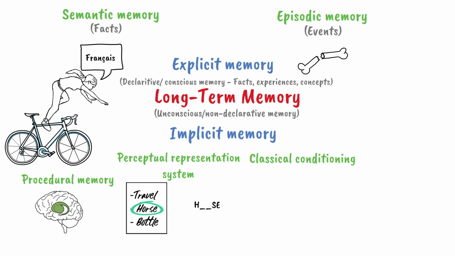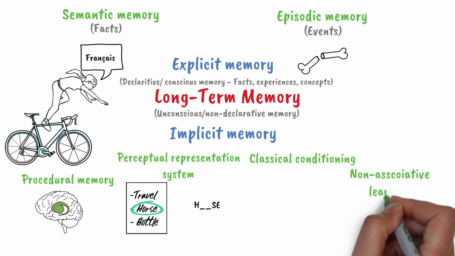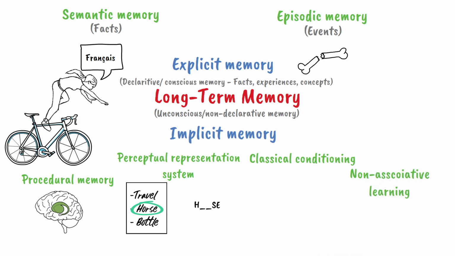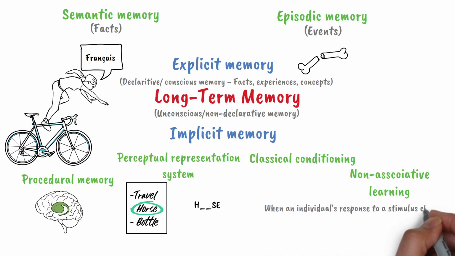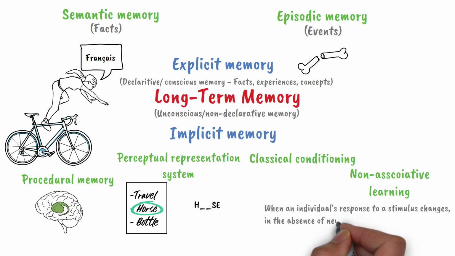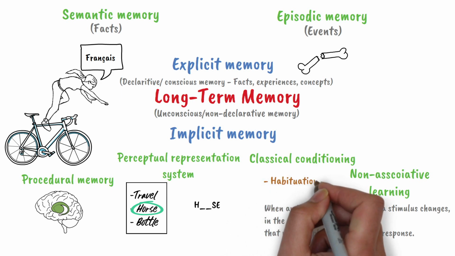Finally, we have non-associative learning. Like we talked about in the learning videos, non-associative learning is when an individual's response to a stimulus changes in the absence of new stimuli that might explain the change in response. It has two types, habituation and sensitization.